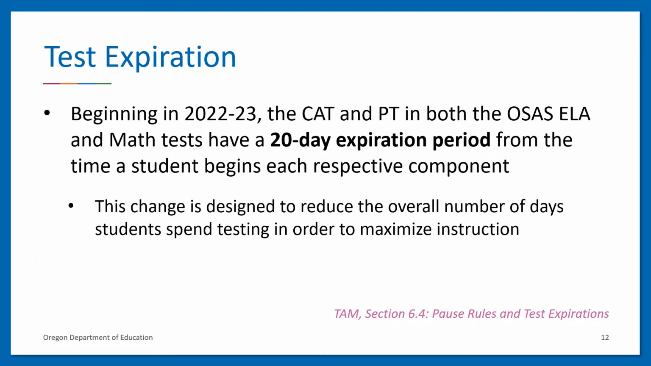From the time a student begins the CAT or PT portion of either the OSAS, ELA, or Math test, they have 20 calendar days to complete the assigned assessment. If the student does not complete this portion of the test within these 20 calendar days, it will expire. This is a change from the previous expiration period of 45 days and is designed to reduce the overall number of days students spend on statewide testing. See Section 6.4 of the TAM for more information.